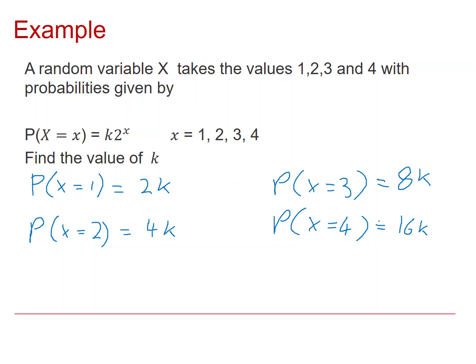Now we know that because these are all the possible values for this random variable, they will add together to give us 1. So if you add all of those up, you will get 30k, and we know that that adds to give us 1. So solving this equation, this gives us that k is equal to 1 in 30.